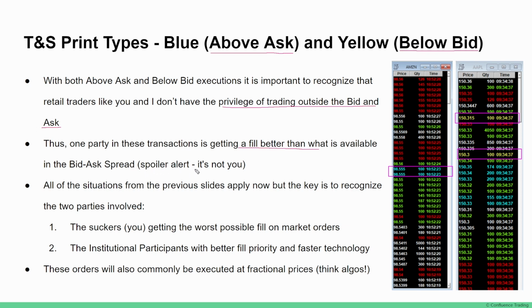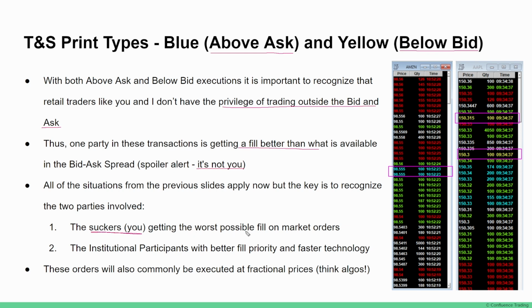Spoiler alert, sorry to tell you, it's not going to be you. So all of the previous situations from our other slides, the impatient buyers, the impatient sellers, the limit orders, all of those apply. But the key now is to recognize that the two parties involved are very different. The first party are the suckers, and that's you. I'm sorry to tell you, that's just the way it works.